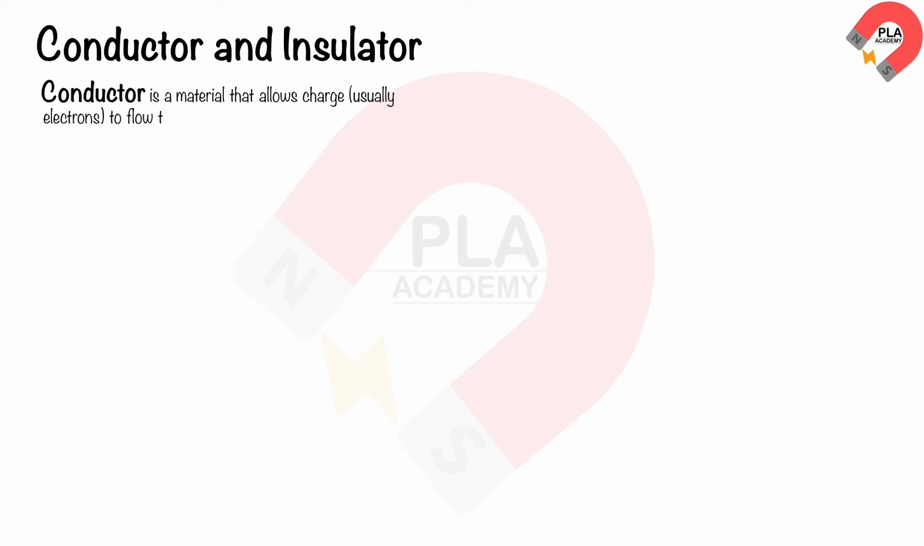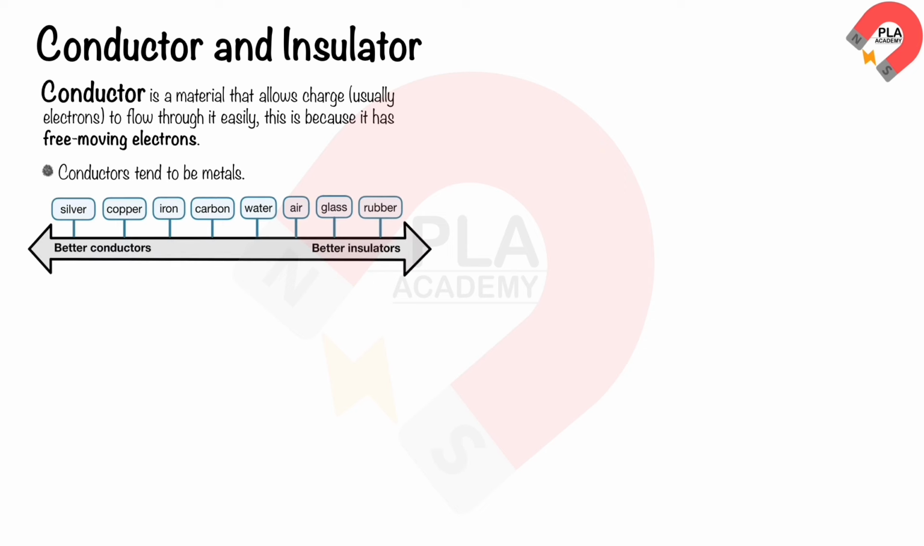Conductors and insulators. A conductor is a material that allows charge, usually electrons, to flow through it easily. This is because it has free-moving electrons. Conductors tend to be metals. For example, the materials are ordered from best conductor to poorest conductor, as shown on the diagram. Metals conduct electricity very well because current is the rate of flow of charged particles.